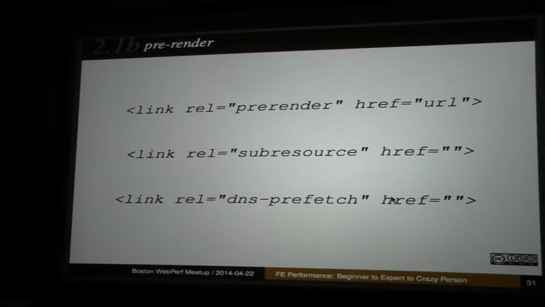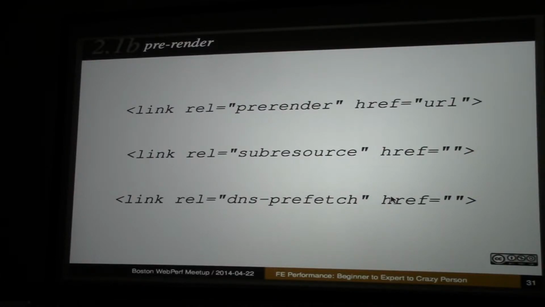Now the Google search results page is one example. I don't know if they do that in every results page, but in many cases the first result they'll pre-render. So whatever was the first search result, they'll have a link rel equals pre-render for that. And you do that when you know your process flow.